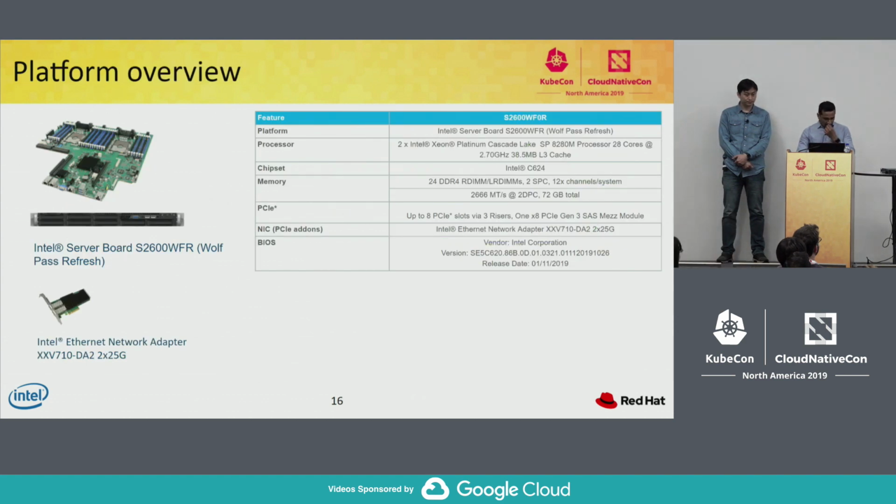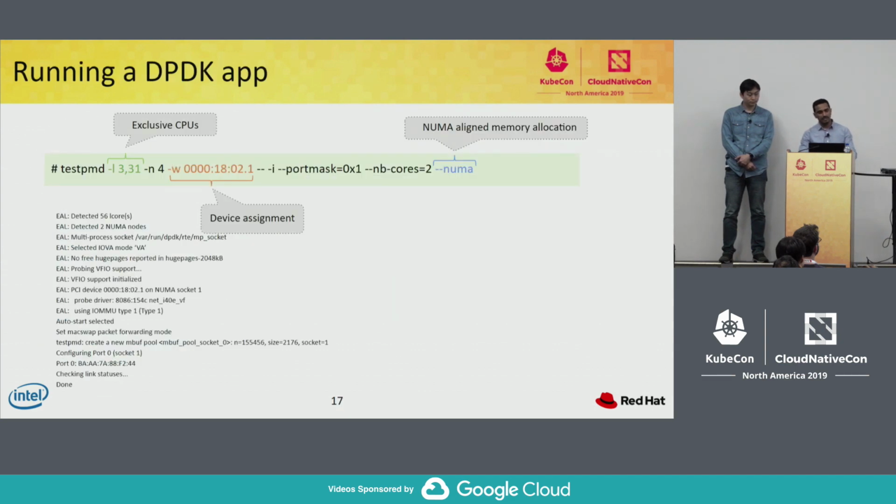So this is the platform that we utilize in the lab. This is the Dell server with a 2-socket system, and we use the Intel Xeon Cascade Lake, the latest processor there. And also we use the XXV710 Intel 4-bill NIC for this. This is 2 by 25 gig port.